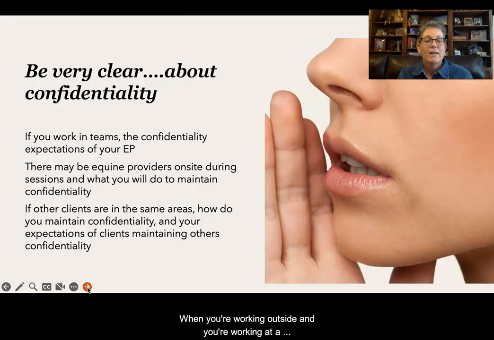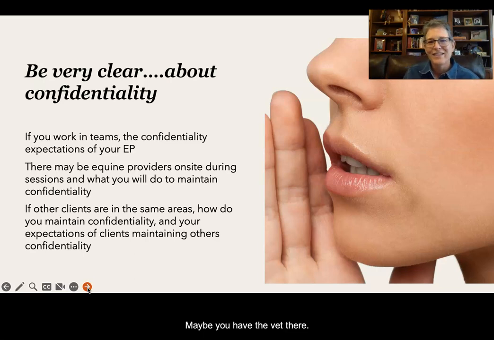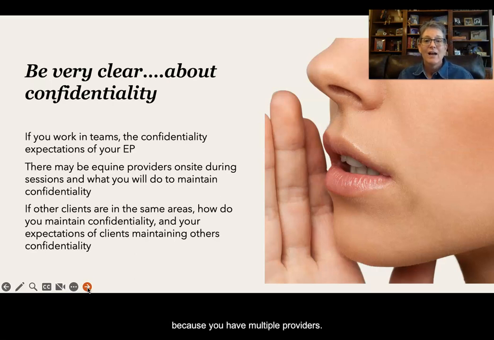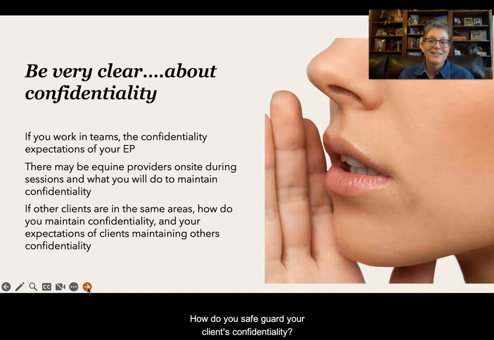When you're working outside and you're working at a working ranch or working farm, things can get really muddy about who's around. Maybe you have the vet there, or you have the farrier there, you have somebody delivering hay. These are things that you need to be aware of because they're going to impact confidentiality. If you have more than one session going on at the same time, because you have multiple providers, how do you safeguard your client's confidentiality? You want to be able to talk in your paperwork about those specific things.